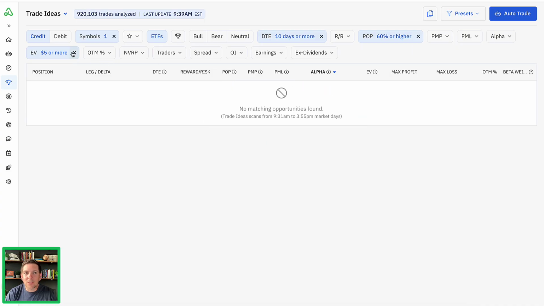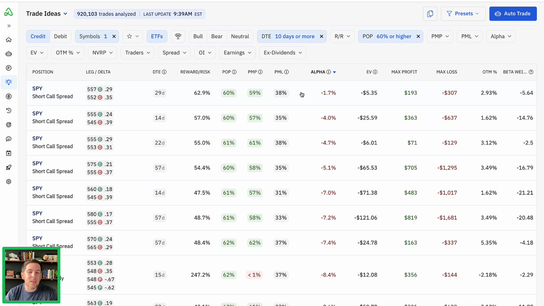And so that's really important. That's a benefit of using this: the ability to find trades that make sense, but also to avoid making trades right now when pricing maybe isn't the best for that particular symbol.